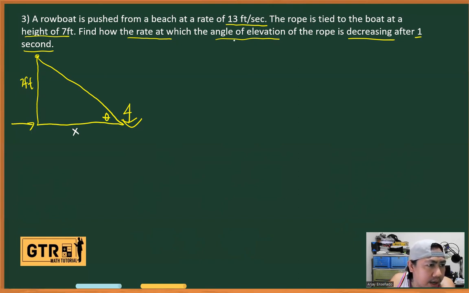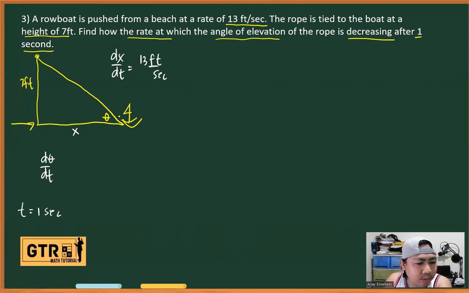Find the rate at which the angle of elevation of the rope is decreasing. So angle of elevation, so ang hinahanap natin ay d theta with respect to t, after 1 second. So may given tayo time ay 1 second. And then isa pa, meron tayong given 13 feet per second. A rowboat is pushed from a beach. So yun yung dx over dt. So yun yung 13 feet per second.